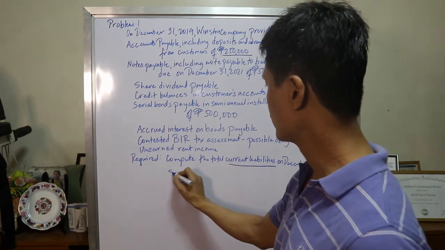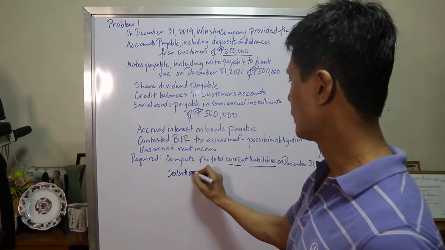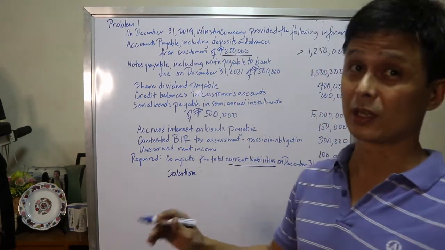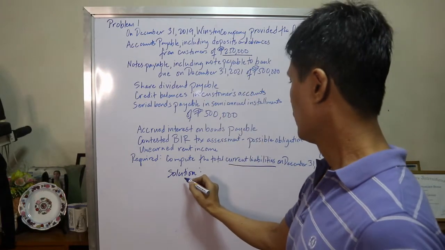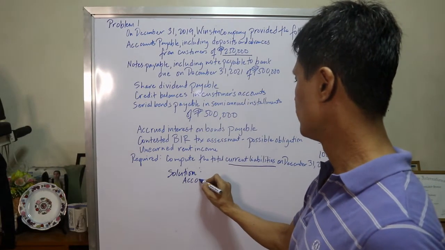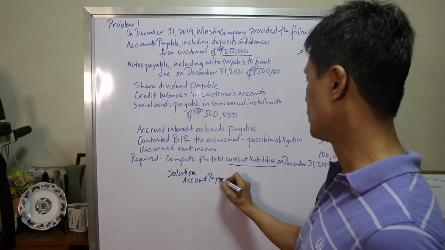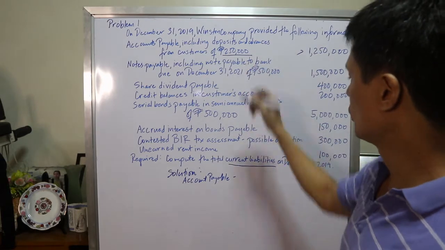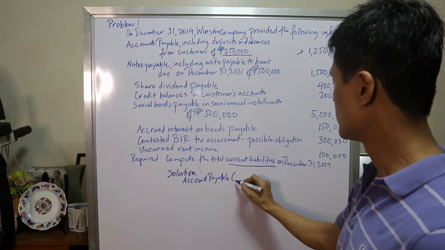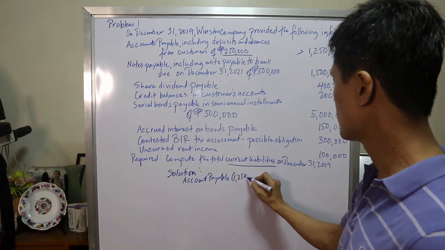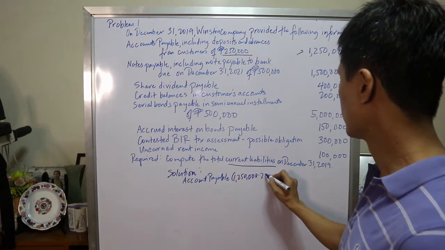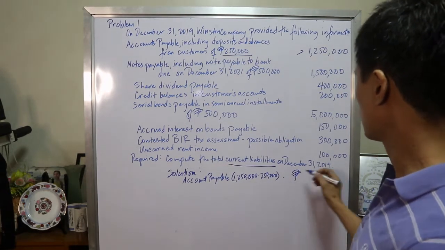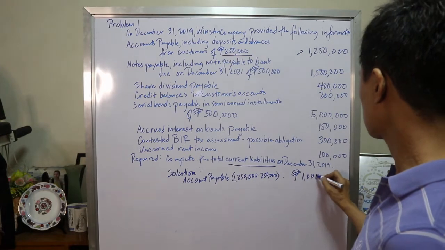So ilagay na natin dito, this is a solution. So habang pa lang, kung kaya mo na maglagay yung solution, ilagay mo na. Total isa-isa lang natin yan. So, lagay natin dito, accounts payable. So, this is for 1,250,000 less 250,000. That would give you a total accounts payable of 1 million.